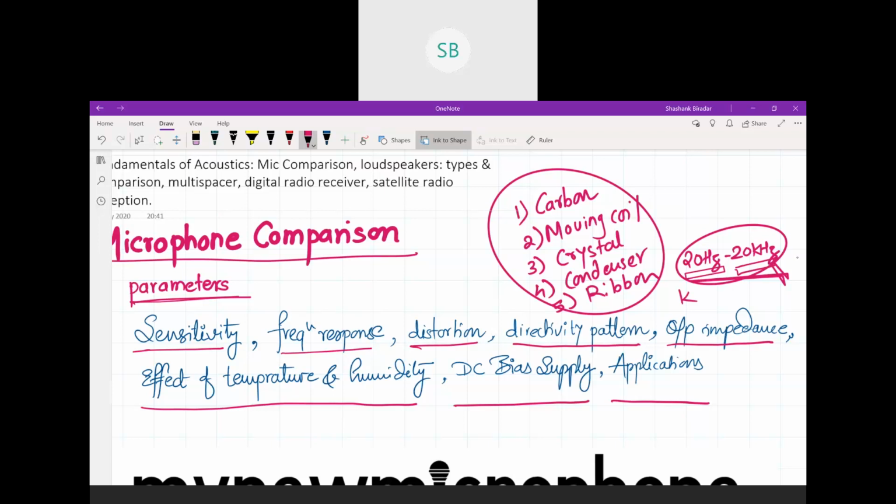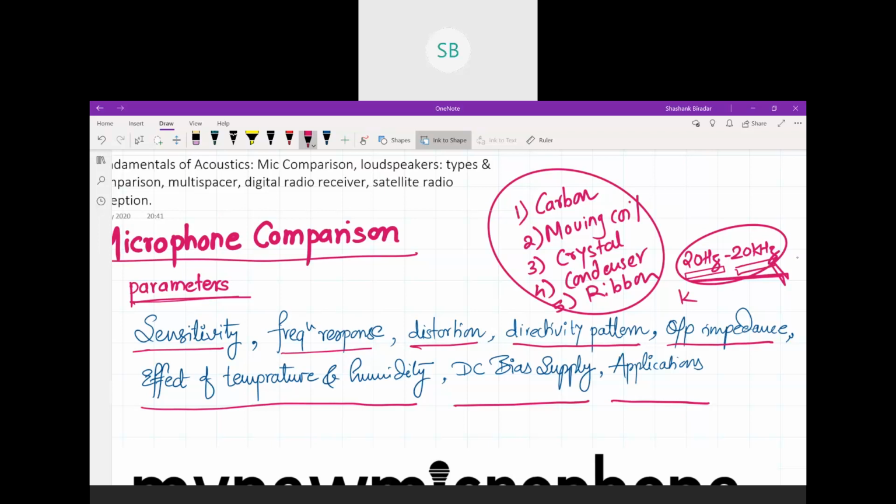Okay, carbon has moderate impedance, nearly about 150 ohm, moving coil has a low impedance, ranging from 30 to 100 ohms. Crystal has a higher impedance, 100k. Condenser has a larger impedance, 100 mega, and the ribbon has a very, very low impedance, about 0.25 ohm.